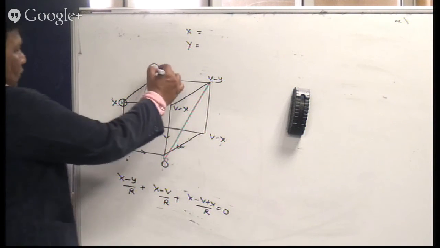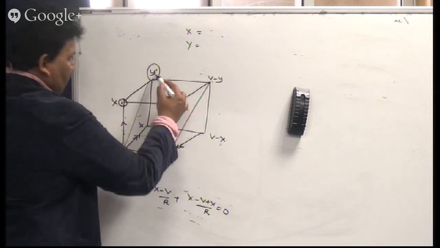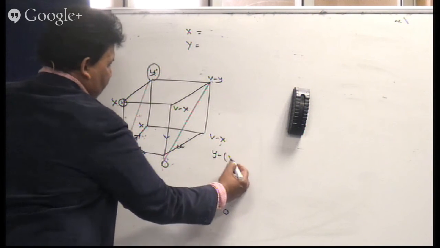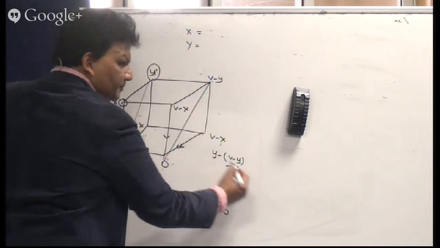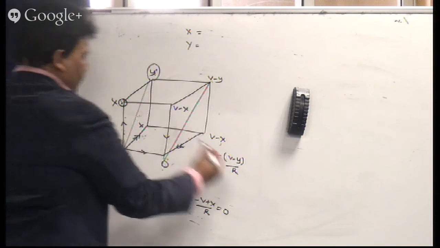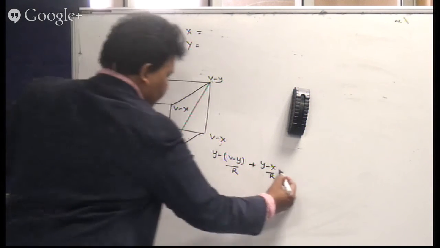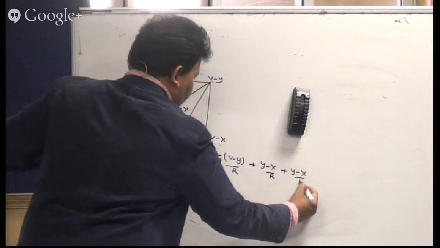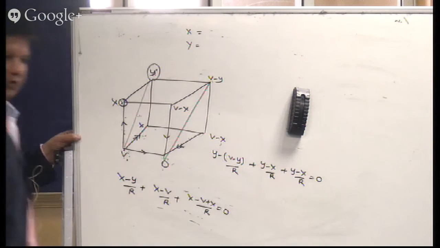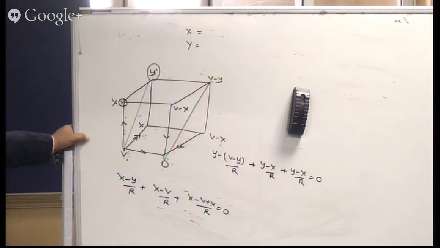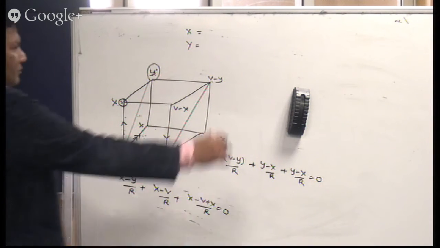Now let's take this as node. क्या लिखूं इसका इक्वेशन? y minus v minus y by r, right? What about this? Perfect. What about this? This should be equal to, दो इक्वेशन है ना? What is the value of x and y? आप बताओ. Okay.